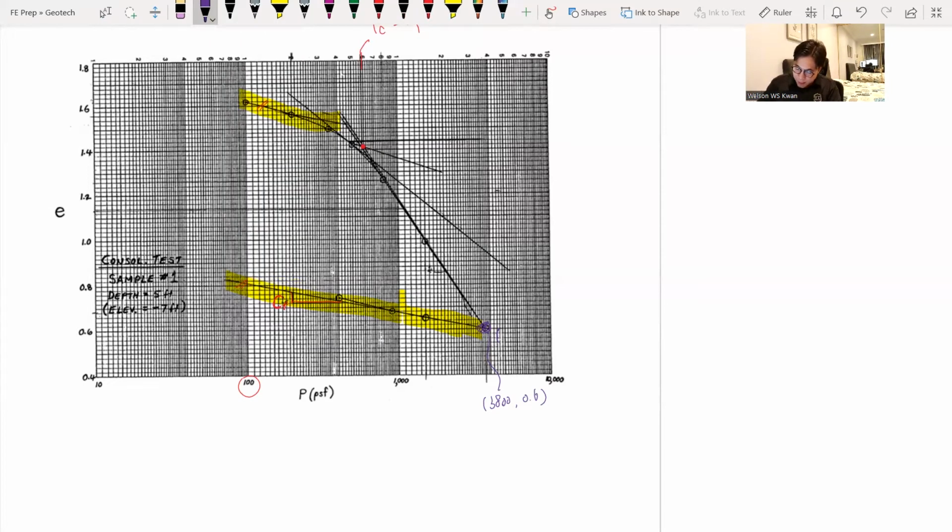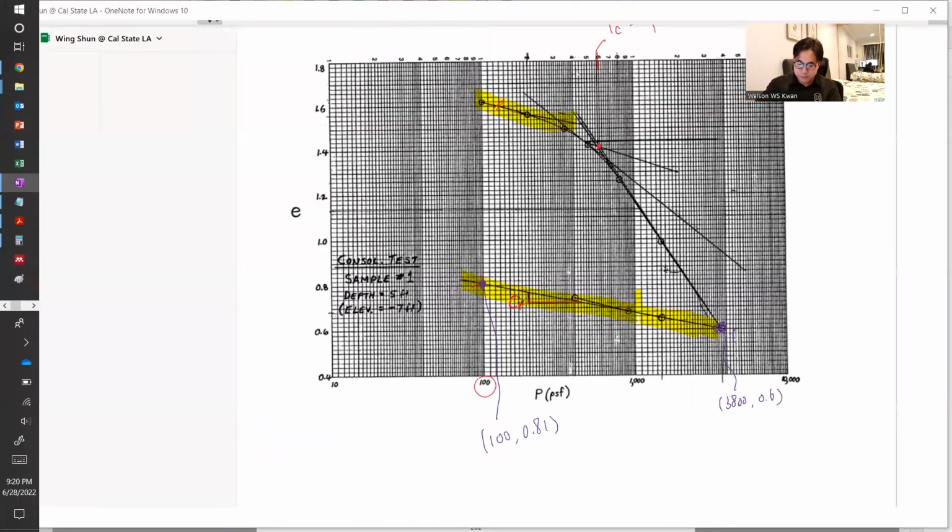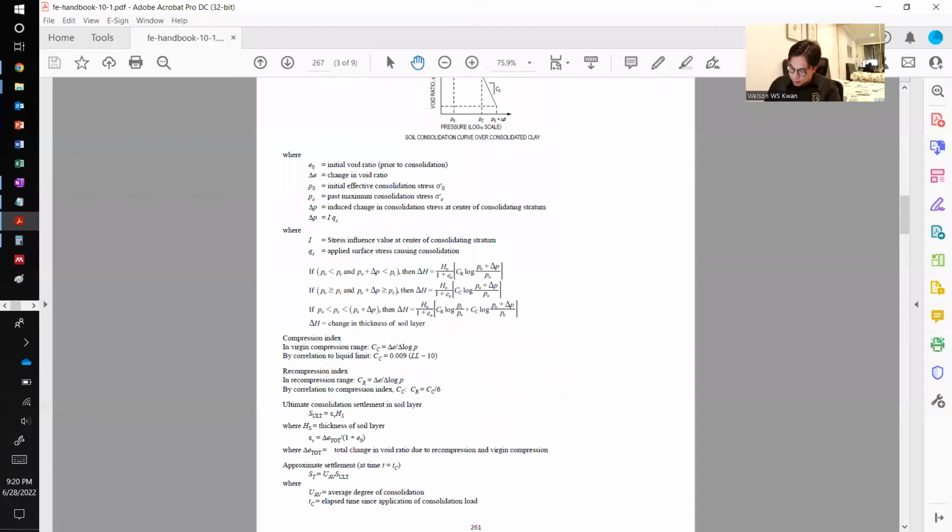If we are smart, we can pick something easier to read. We can pick this point right here. At this point, we are getting the x coordinate to be 100, and the corresponding y is 0.81 of the void ratio. So just like a point-slope problem, if we have 2 points, then we can get the slope, and the slope is what we need, the C sub R. And remember in your FE manual, the same thing here, it defines the C sub C or C sub R as here.